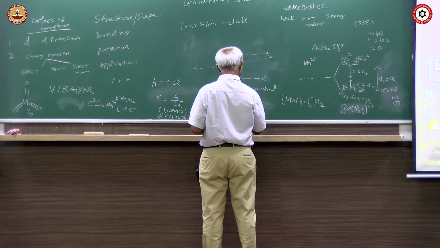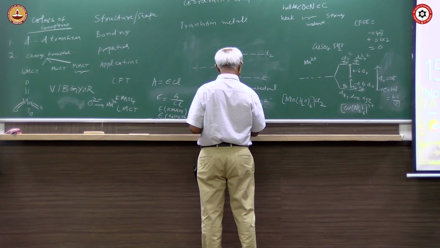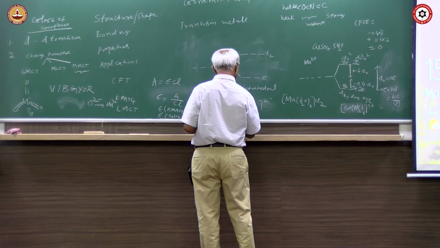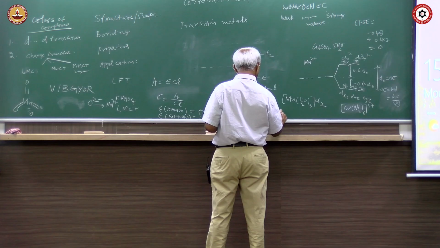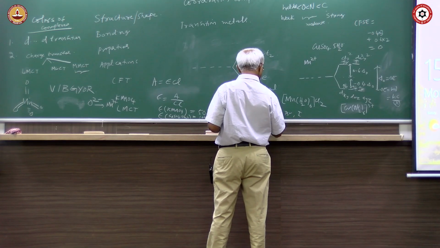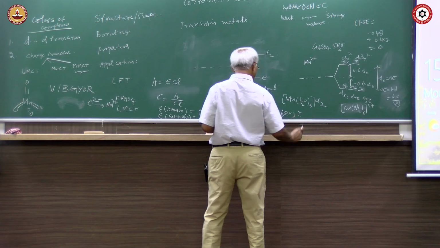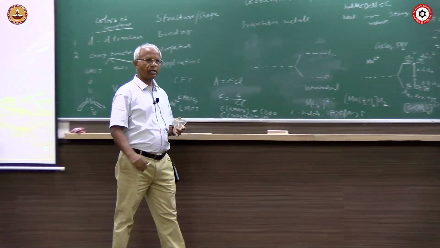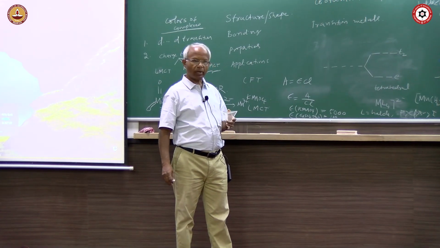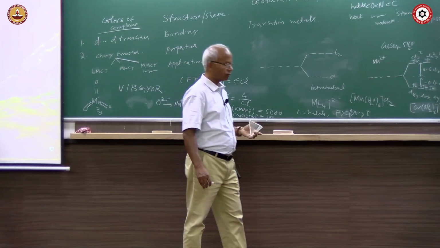So that means whatever I was writing, where L is halides generally. Halides: chloride, fluoride, bromide, then iodide. Okay. So that is the order of the strength of the ligand. So fluoride is stronger than chloride, chloride is stronger than bromide, and bromide is stronger than iodide. So among them, fluoride is the strongest ligand.